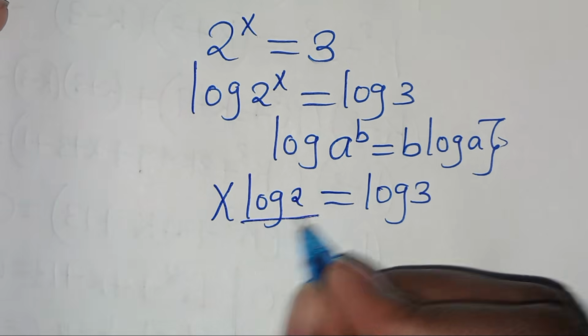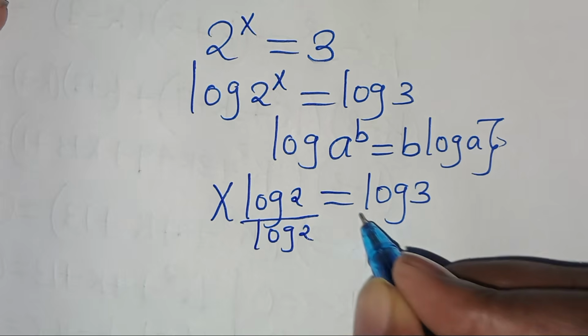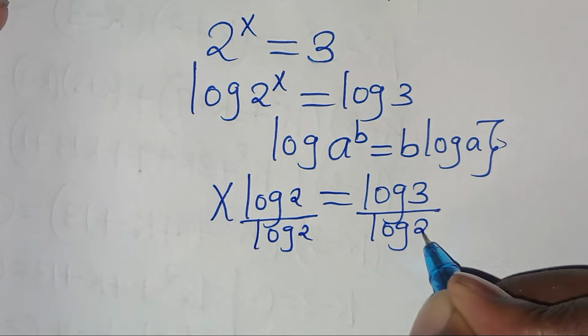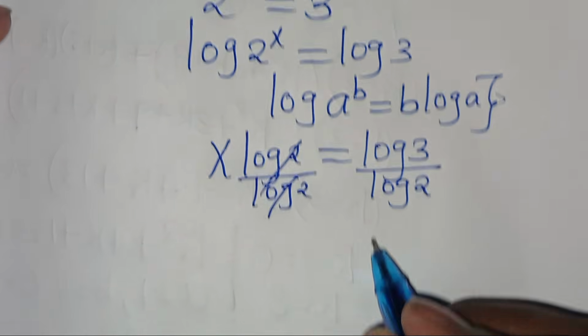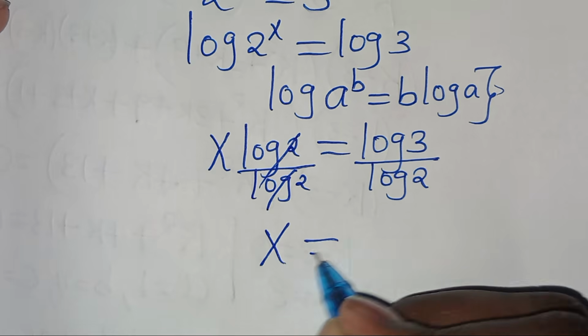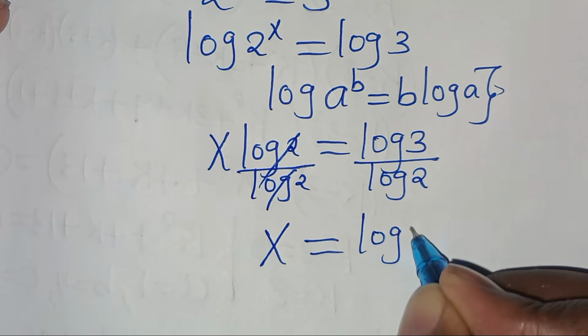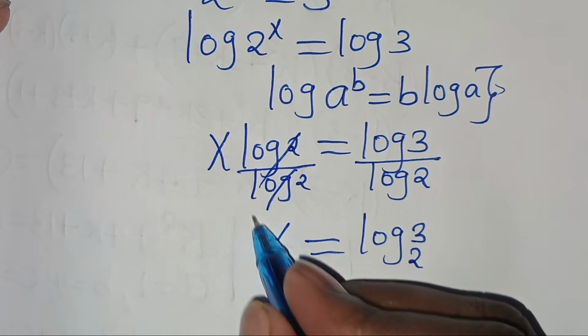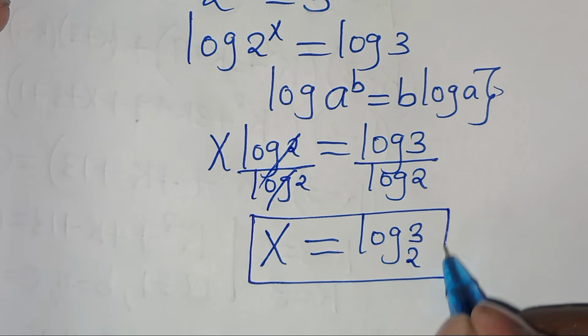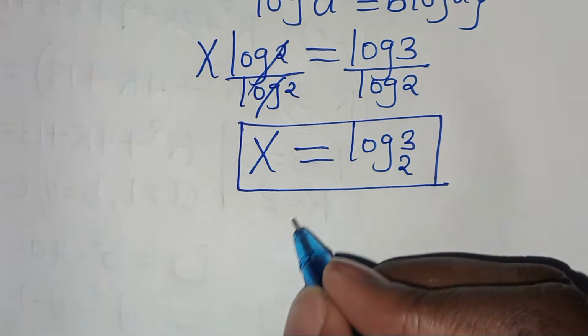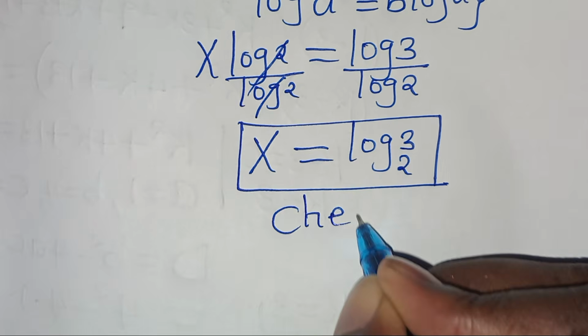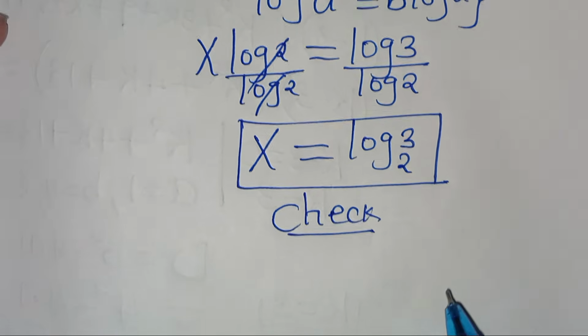So we can divide both sides by log 2. And this means that the value of x is equal to log 3 to base 2. So this is the value of x. Now let's check if this value of x satisfies the equation.